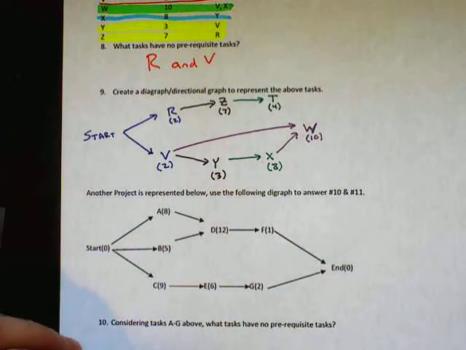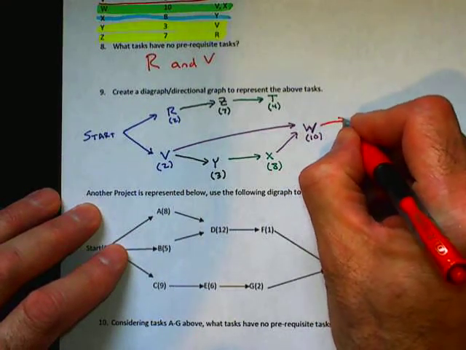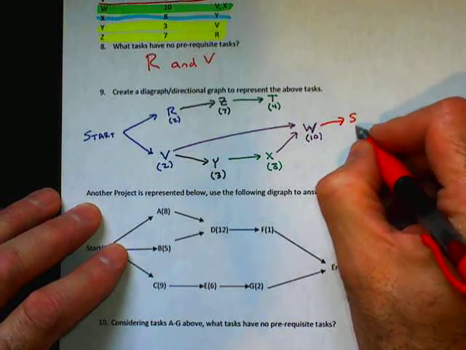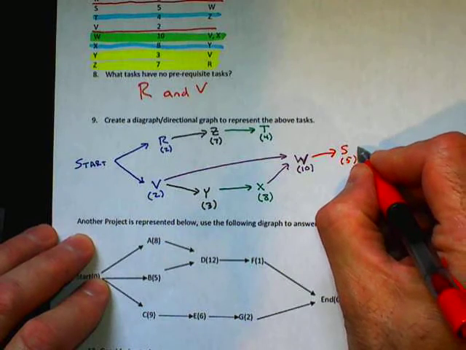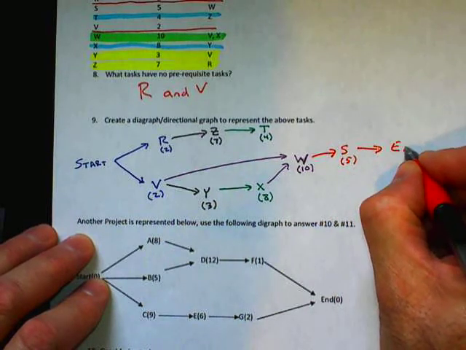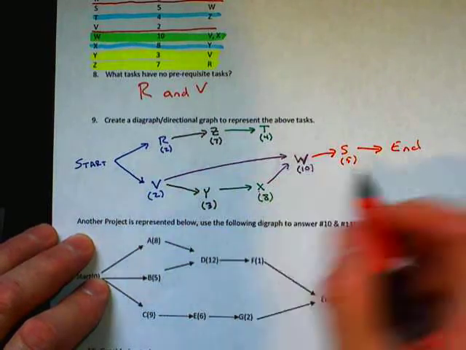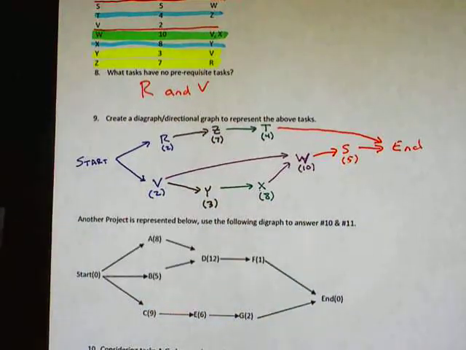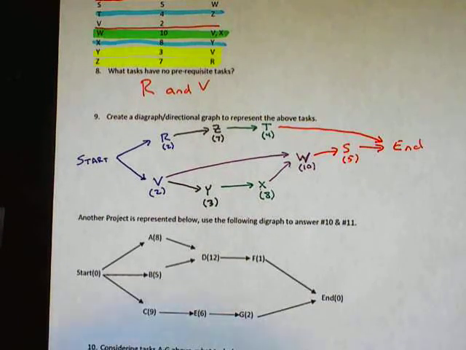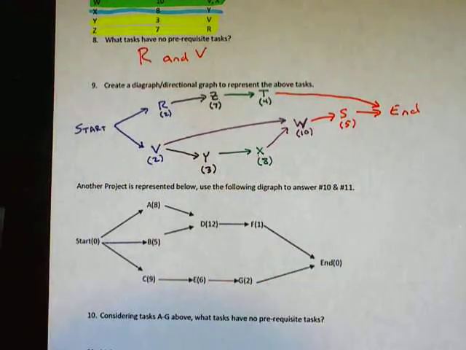Everything has been put on except S, so that leaves us with putting S in after W. That took 5 hours, and then that leads to end. Now everything has something going out except T and S, so T and S will feed into the end. That's it. That's our flowchart for given this table, we can create this flowchart.